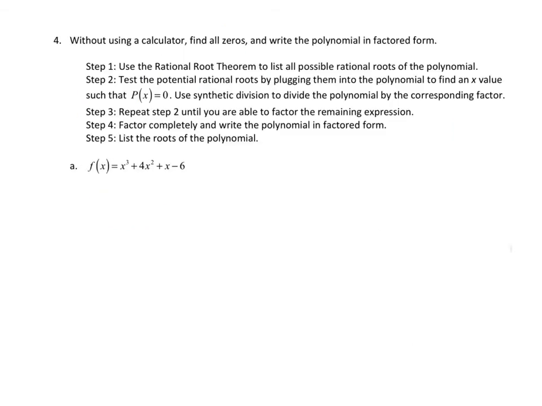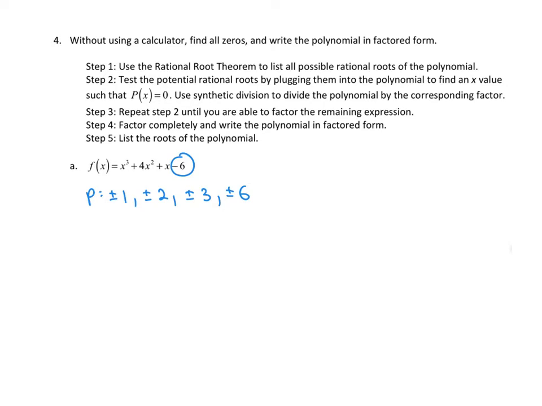Okay, now we're going to see an example where we use the rational root theorem to write a polynomial in factored form. And I want to show how you don't have to test every single potential 0. But first, let's use the rational root theorem to find the potential zeros. So first I take my constant term and I list its factors and call them P. So we get plus or minus 1, plus or minus 2, plus or minus 3, and plus or minus 6 would be all the factors of negative 6.